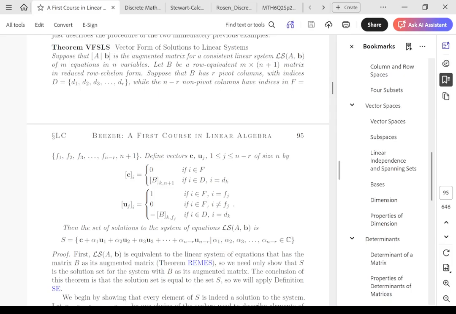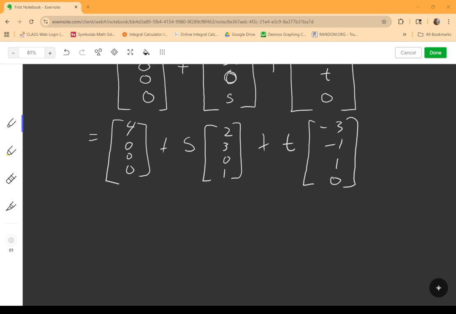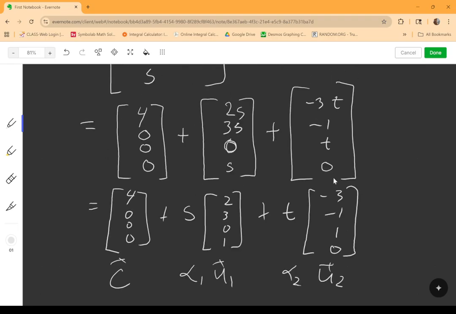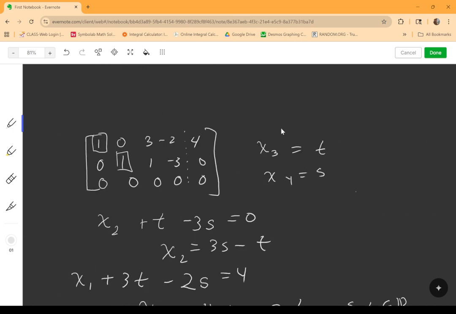okay, so here this is our vector C, and then here this is our alpha 1 U1, alpha 2 U2, right? So it's saying that for any consistent system, I can always write it in this form, right? Where that 1, notice here, corresponds to our free variable, right? That 1 there. Now these other values, for the C, going back to our original one, that corresponds with what's out here, right? 0, 0 in this case.